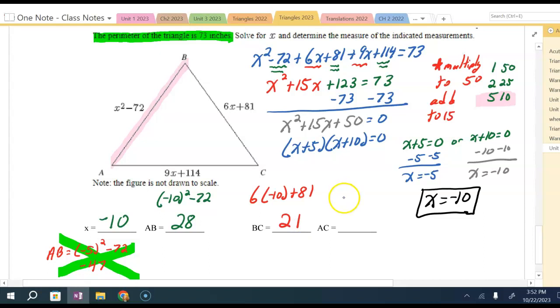And then AC is 9 times negative 10 plus 114. So that's negative 90 plus 114. You get 24. I'm going to write this a little neater. To check it, if I add 28 plus 21 plus 24, I do get 73, which is my perimeter. All three sides are different, so this is a scalene triangle.